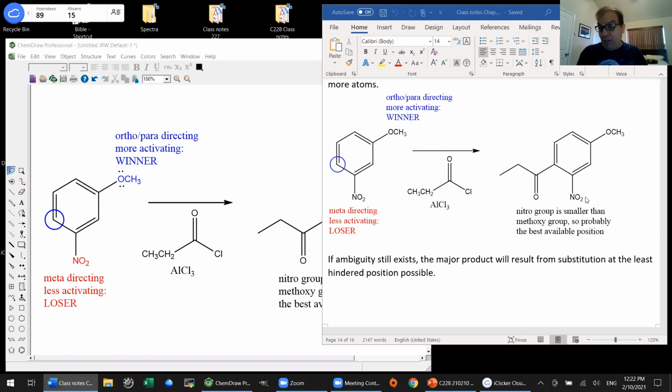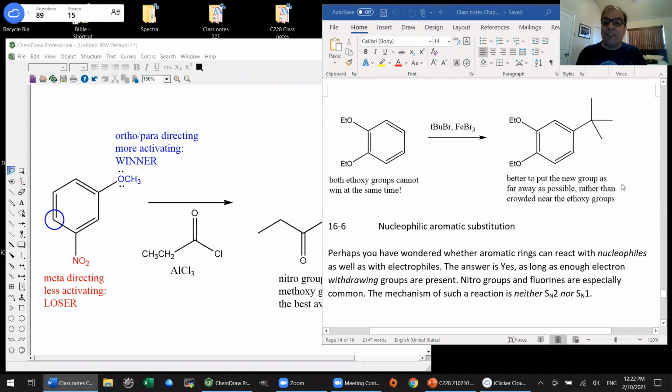And I think you'll in general be able to tell that. But if after all this you still don't know, it's still ambiguous, then I think the best is to put the new group in as unhindered a position as possible. And I believe that you'll be able to answer any question. I don't think it's possible for either Owl or me to ask you a question where, if you follow this step-by-step method, you can't know what the major product's going to be. I think it's not possible. I don't think I could do it even if I wanted to.